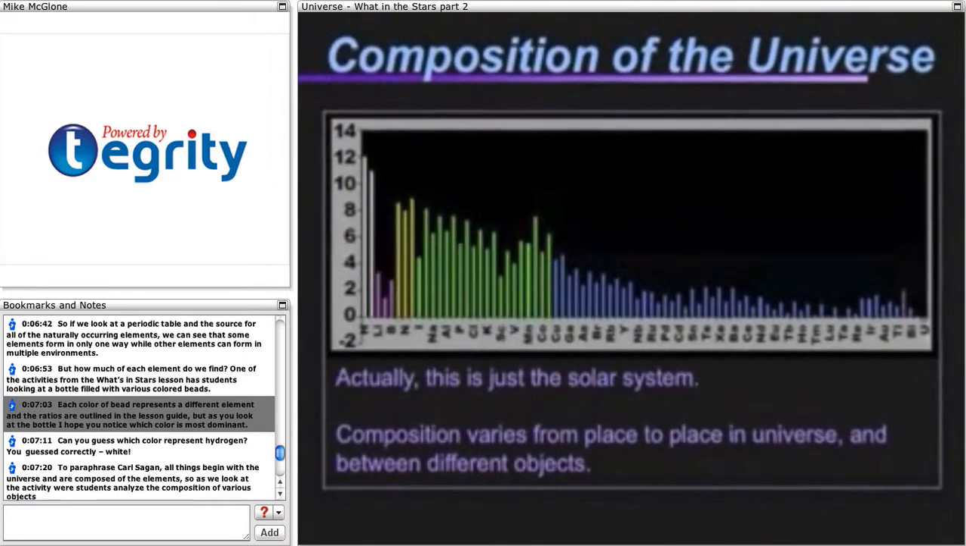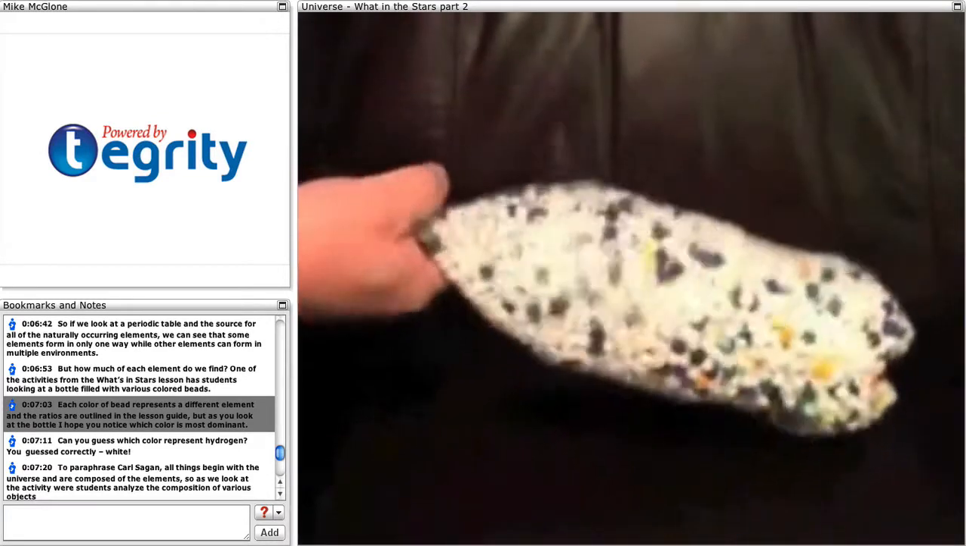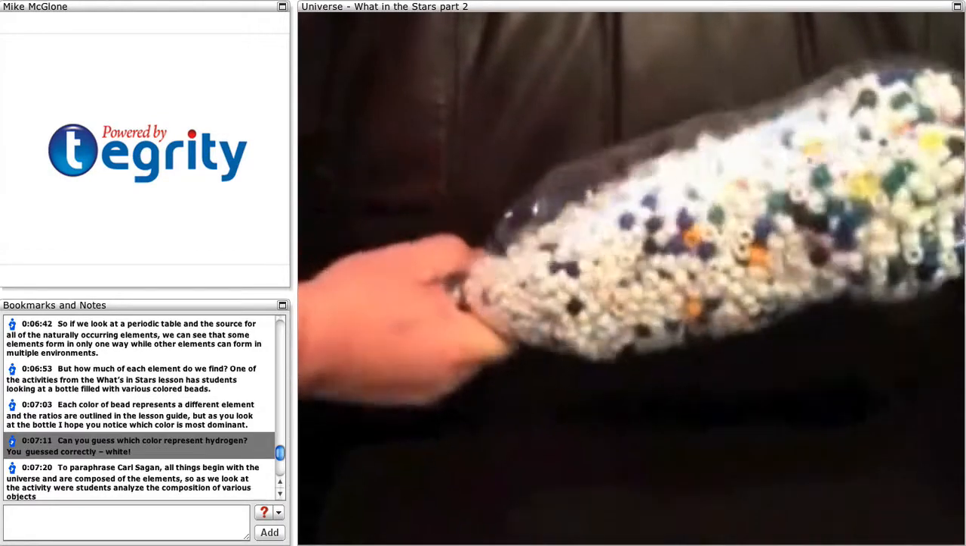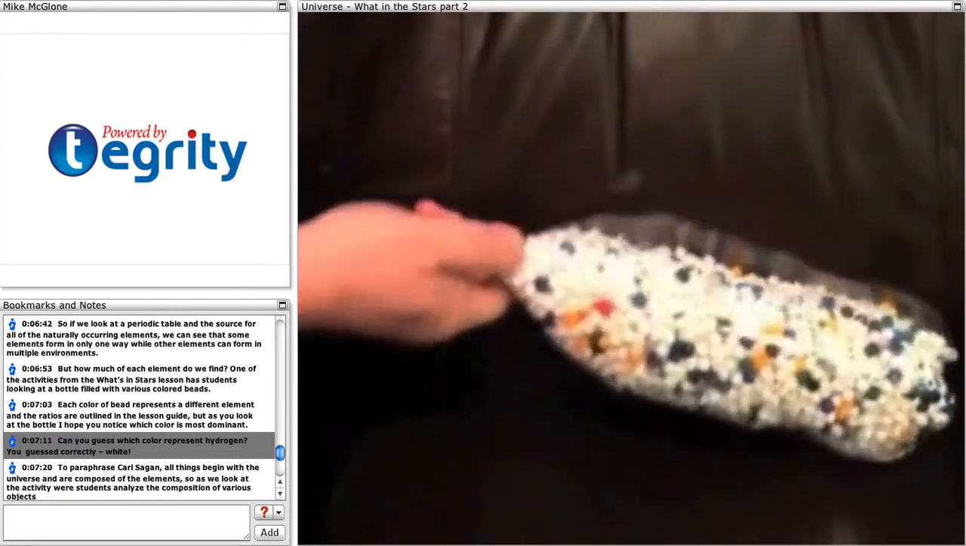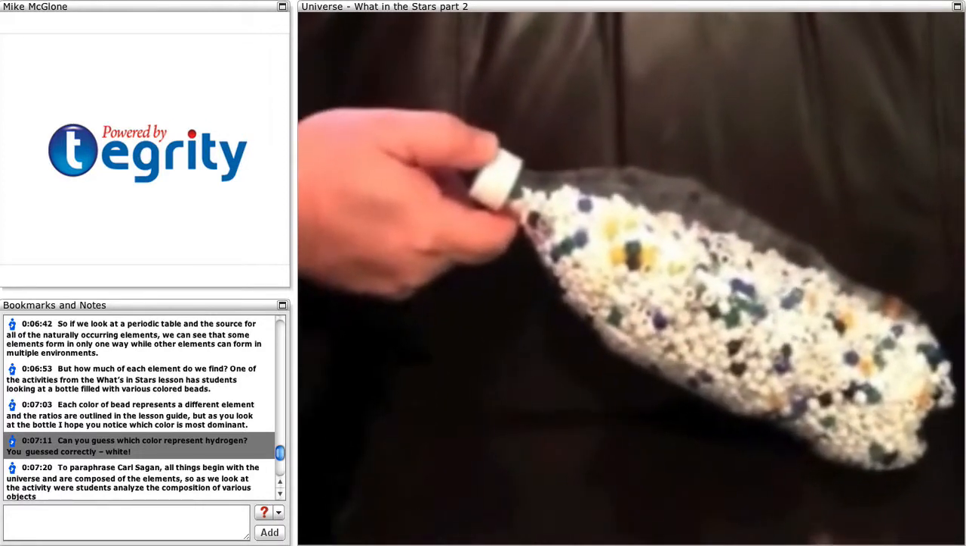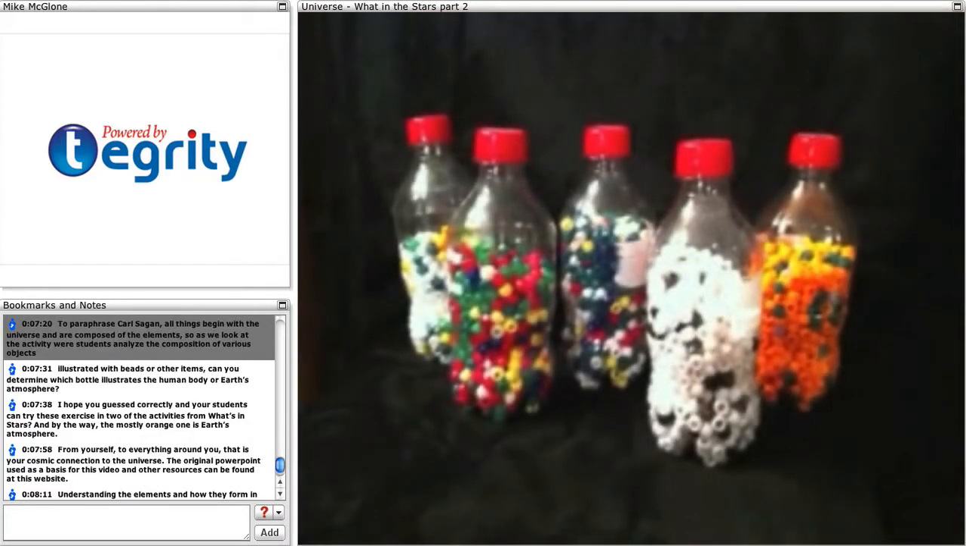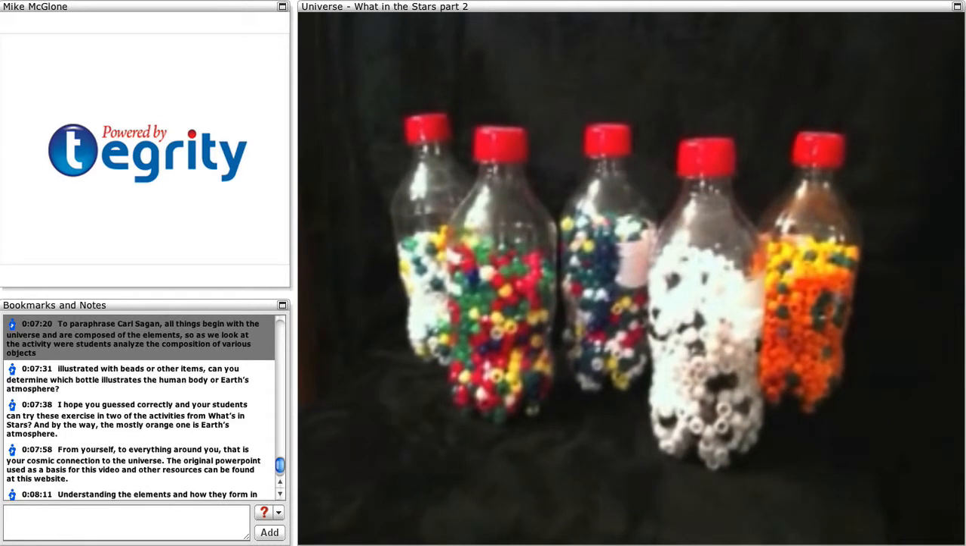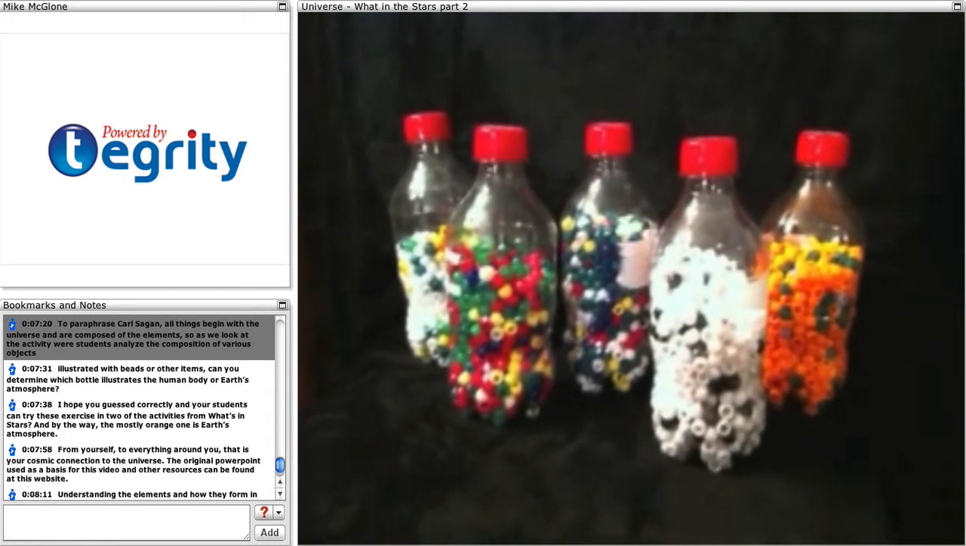But as you look at the bottle, I hope you notice which color is most dominant. Can you guess which color represents hydrogen? You guessed correctly, white. To paraphrase Carl Sagan, all things begin with the universe and are composed of the elements.